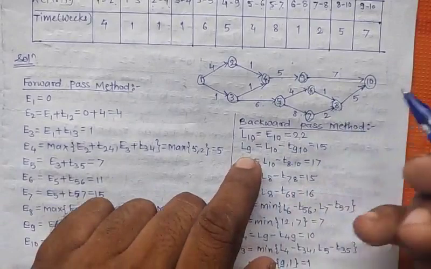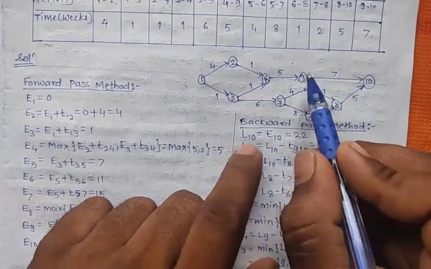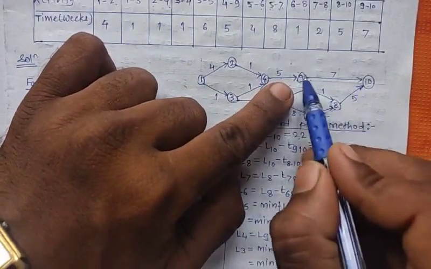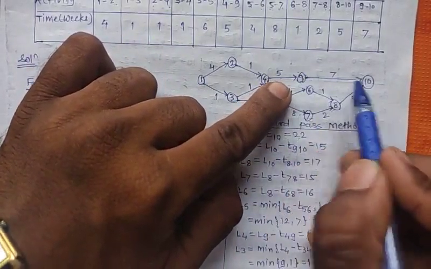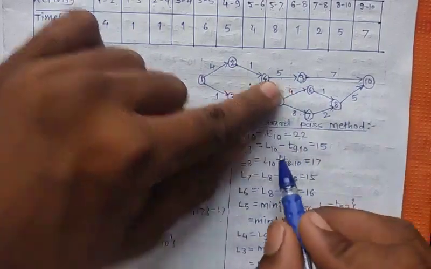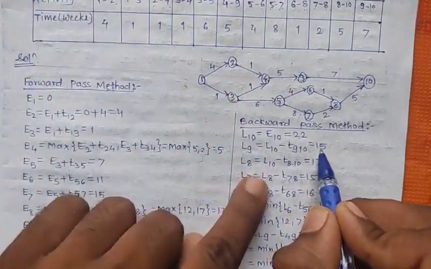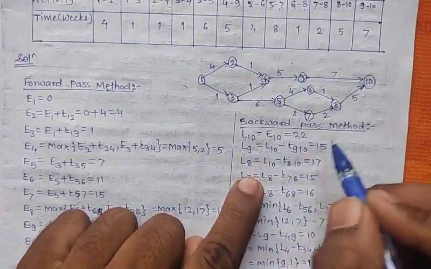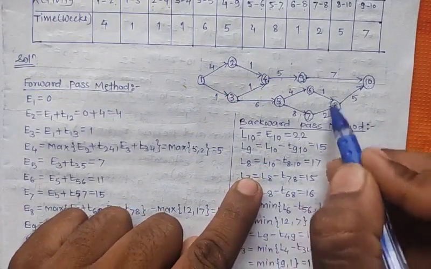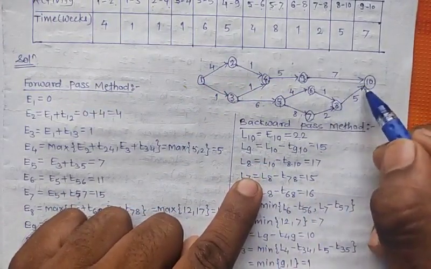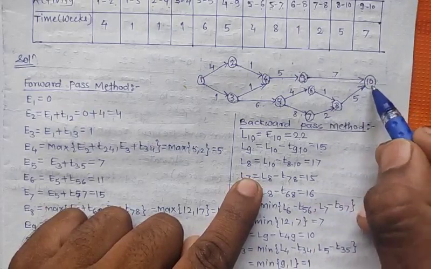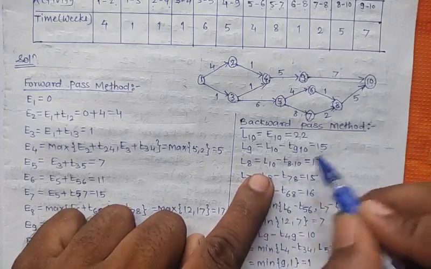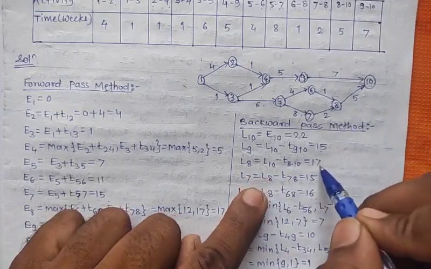From that, next calculate L9. For L9 there is only one outgoing arrow, which is to the 10th event. So we get the formula L10 minus T9-10. After substituting, L10 has value 22 minus 7, which is 15. Next, calculate L8. From L8 there is only one outgoing arrow, which is to the 10th event. So we get the formula L10 minus T8-10, which is 22 minus 5, which is 17.